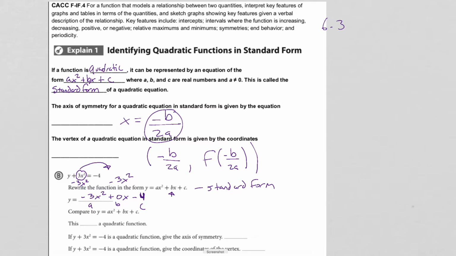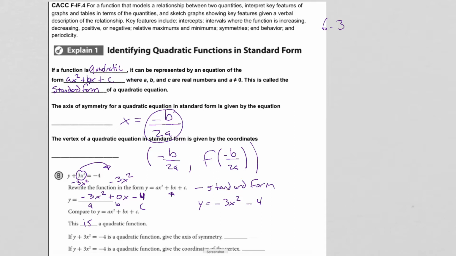These a, b, and c are all coefficients or constants with the variable. And now this thing is in standard form, right? y equals negative 3x squared minus 4. So this is a quadratic function. And now let's try to find its axis of symmetry.